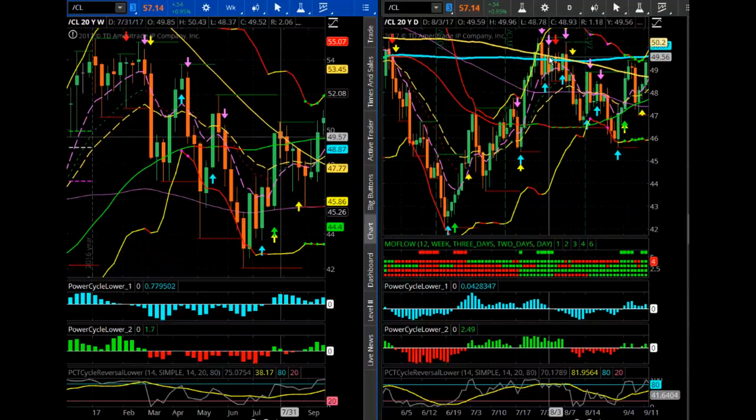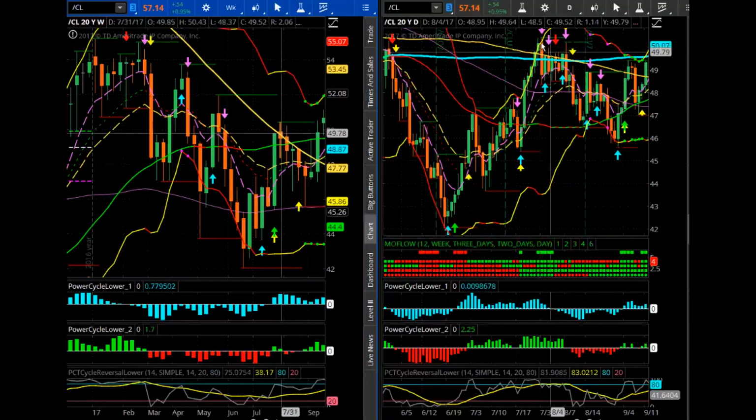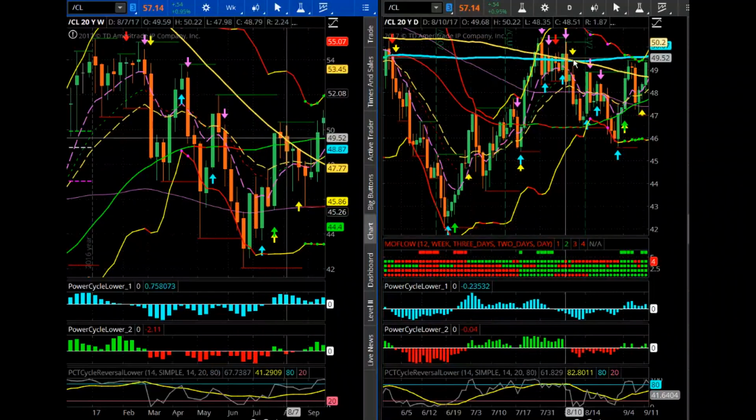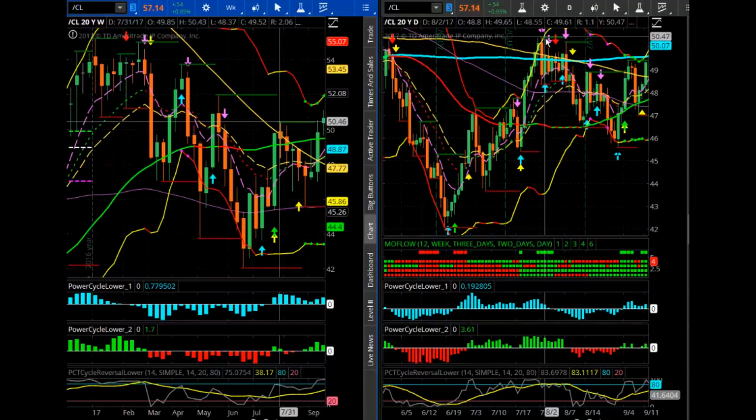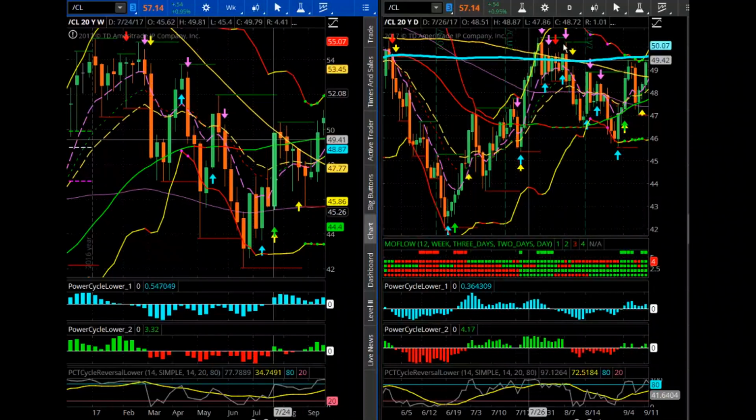And then on the daily, it started chopping around up here and just could not break through. So when it gets to a major moving average, you want to give it time to see if it can get any momentum. So here it kept getting these reversal signals, and finally it just could not sustain the momentum.